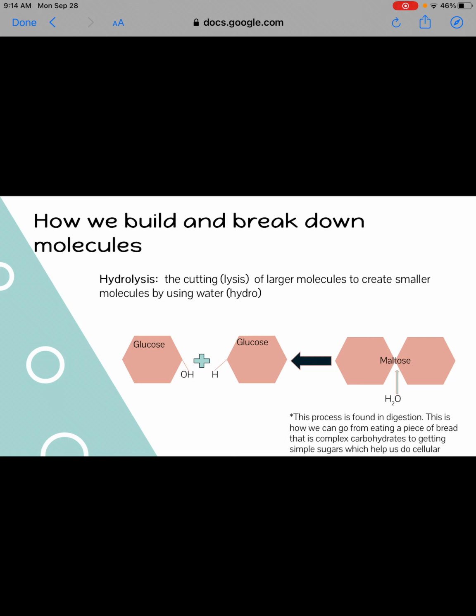With hydrolysis, this is the process that we're going to focus on in this chapter. This is what we would call digestion. We take larger pieces of food such as bread, which is a complex carbohydrate, and we break it down into the simple sugar such as glucose. And we know glucose is a big part of cellular respiration. So that's why we have to take it down to the really simple forms.